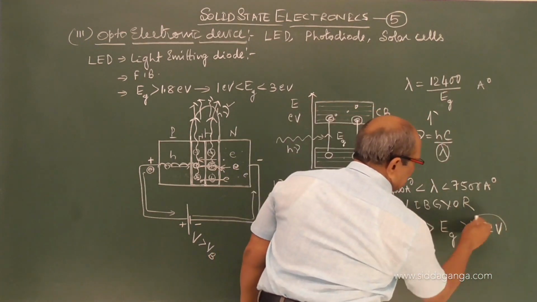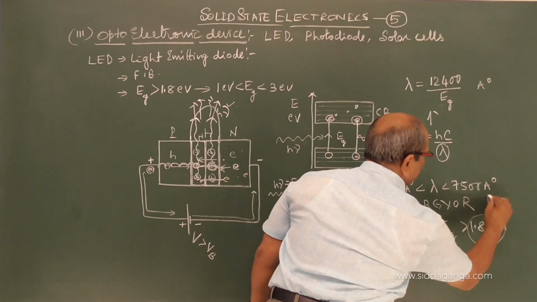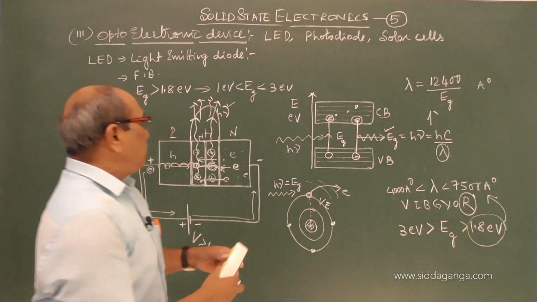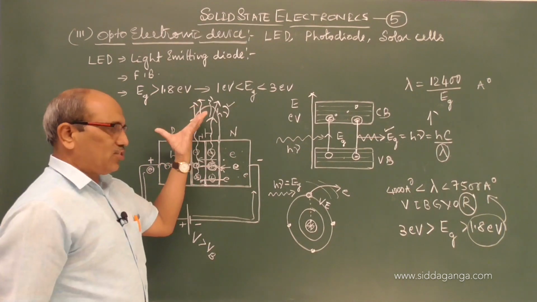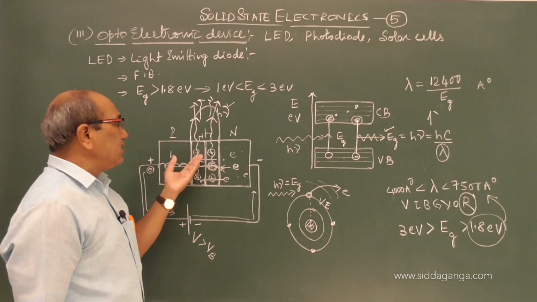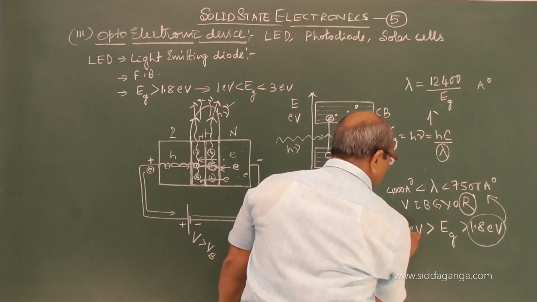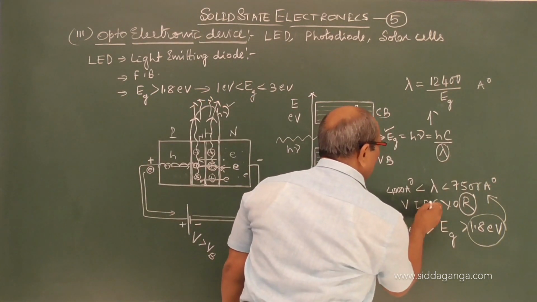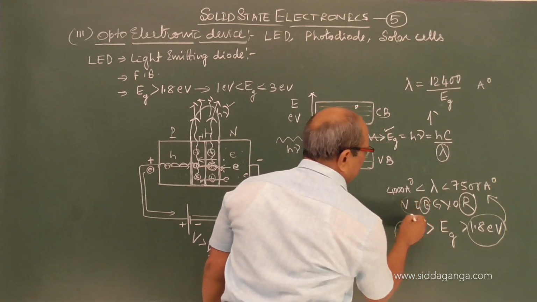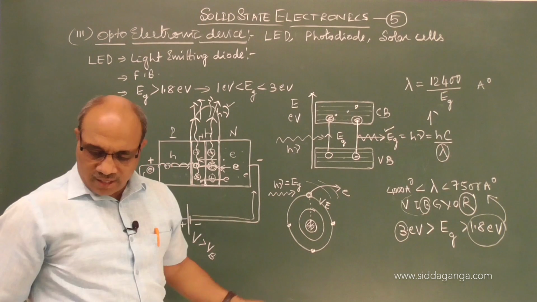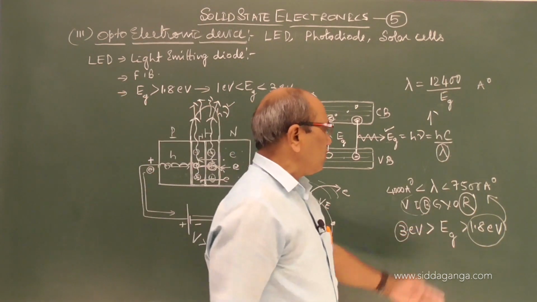If the energy is 1.8 eV, you will get red color. It emits red light, and I say the LED is a red LED. Suppose it is 3 electron volts, it gives almost blue color, because violet and indigo are almost in this range. We say blue LED. Or in between the range, that depends.